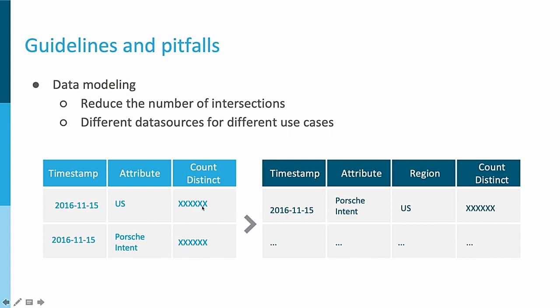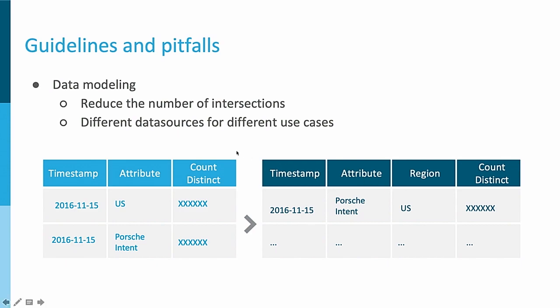Now, in order to mitigate this problem, we extracted all the regions from the attribute column and created a new column called region. Now if we want all devices from US that are interested in Porsche, we don't need any intersections. We just need to retrieve this specific row, right? Obviously, this doesn't solve all use cases of the set theoretic operations problem, but it gives you an idea of how you can mitigate similar issues.